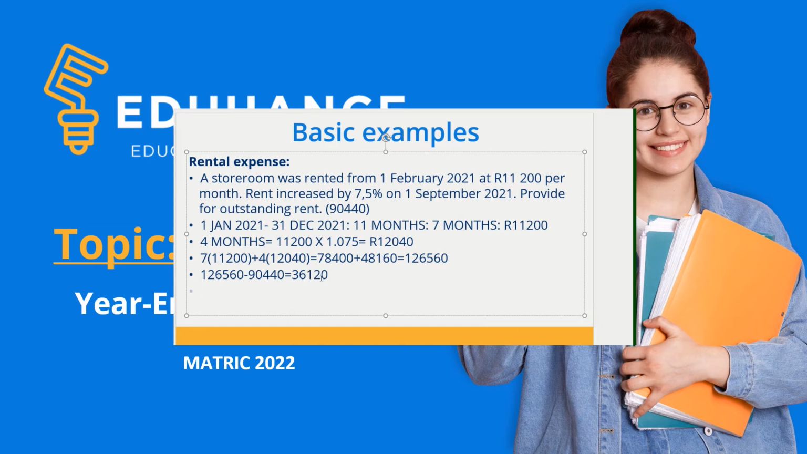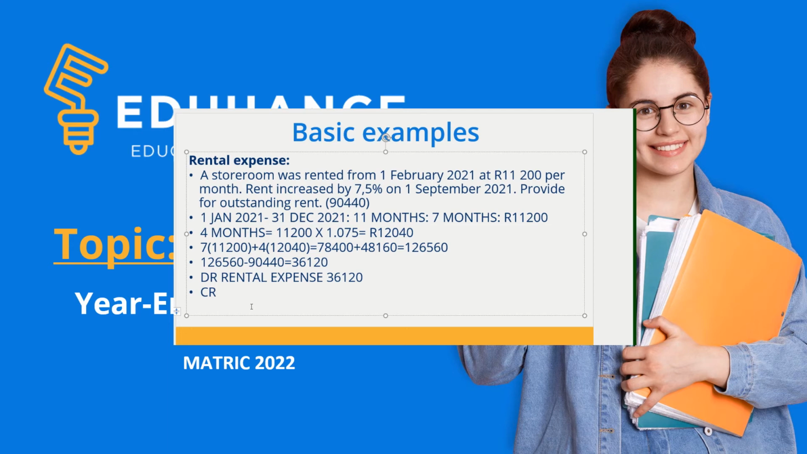Let's think about the journal entries. So we've used the storeroom for those months, but we still have to recognize the expense. So we have to debit rental expense for 36,120. And the question was not clear whether the other amounts were paid or not. But for the outstanding amount that we still owe, we know we have to raise a liability. So you can say rental payable or trade and other payables for 36,120. This will sit under your current liabilities.